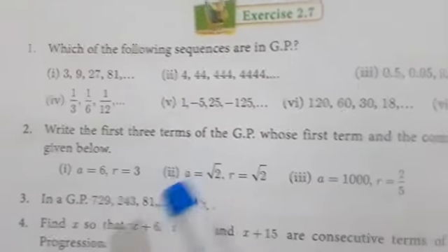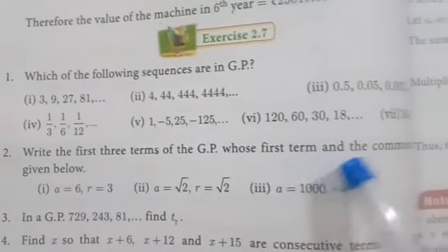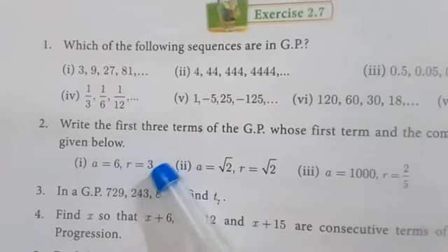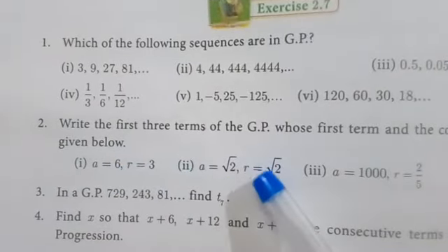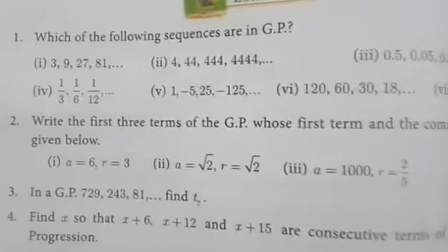Second question: write the first three terms of the GP whose first term and the common ratio are given below. A equal to 6, R equal to 3. A equal to root 2, R equal to root 2. A equal to 1000, R equal to 2 by 5.